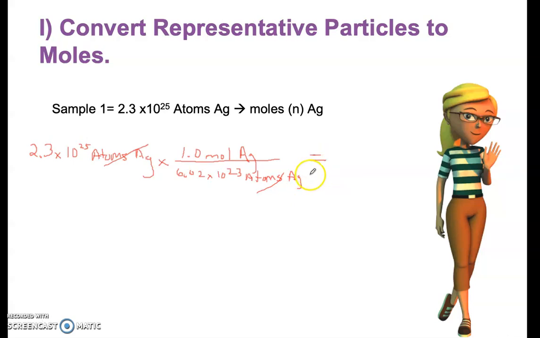Now we have a multiplication problem: 2.3 times 10 to the 25th times 1 divided by Avogadro's number. Just to save room, I'm going to write the answer down here. In this case, we get 38 moles of silver. Okay, so that's the first one.